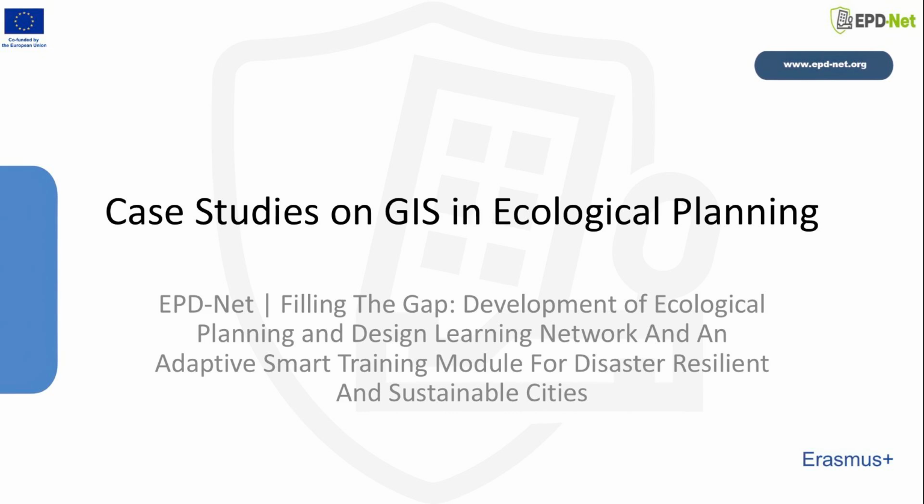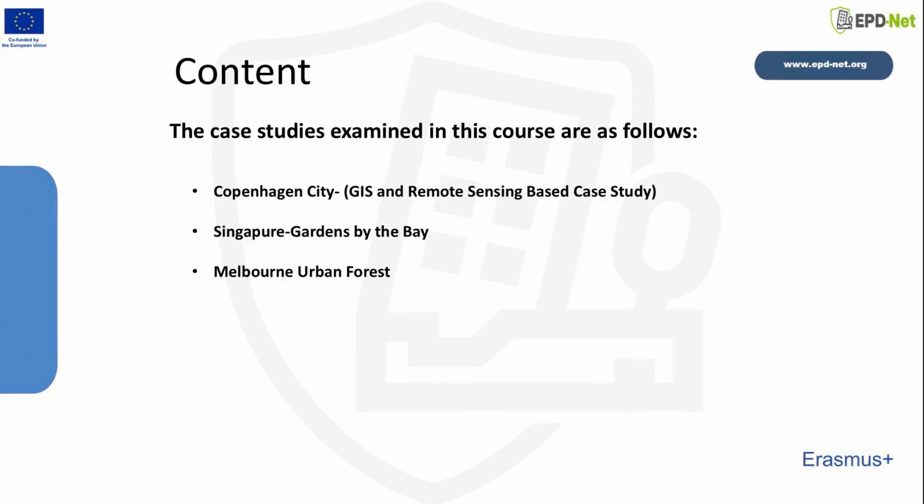Together, these 3 examples demonstrate how GIS operates as a common tool that contributes to the management of environmental risks and supports planning approaches aimed at enhancing urban resilience across different urban contexts. The case studies examined in this course focus on the use of GIS in ecological planning and urban resilience processes. The selected cases represent different urban contexts and environmental challenges, allowing for a comparative understanding of GIS-based planning approaches.